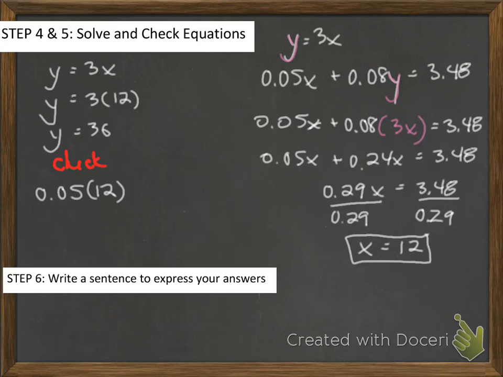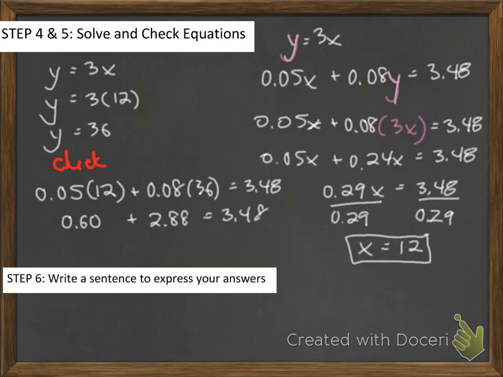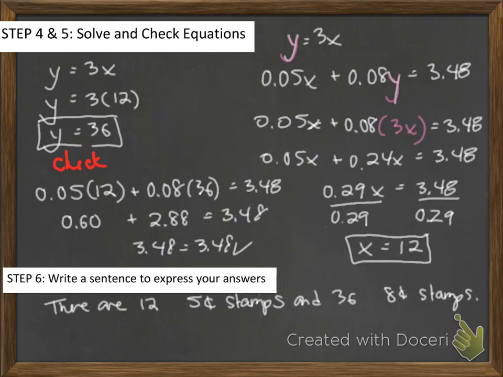Okay, so 0.05x plus 0.08y equals 3.48. So this gives us 0.6 or 60 cents plus 2.88. And of course, if you add those together, you do get 3.48. So this checks out. Okay, so last but not least, we need to write a sentence to explain what x equals 12 and y equals 36 means. So I can simply say that there are 12 5-cent stamps and that there are 36 8-cent stamps.